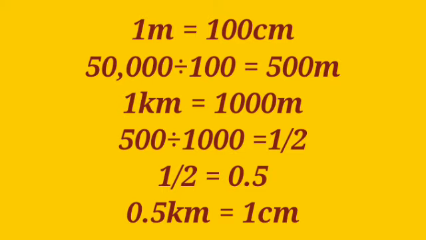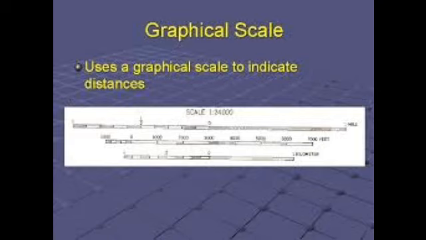That means the answer is 1 by 2 equal to 0.5. So the answer is 0.5 kilometers. This 0.5 kilometer equals 1 centimeter on the map.